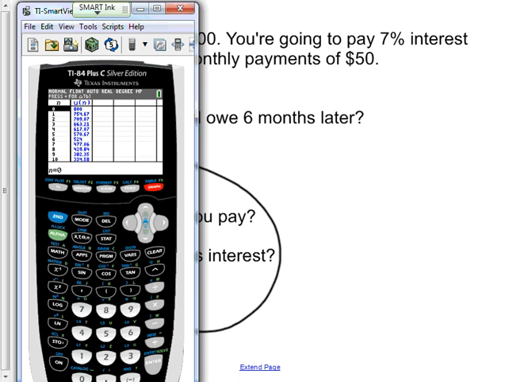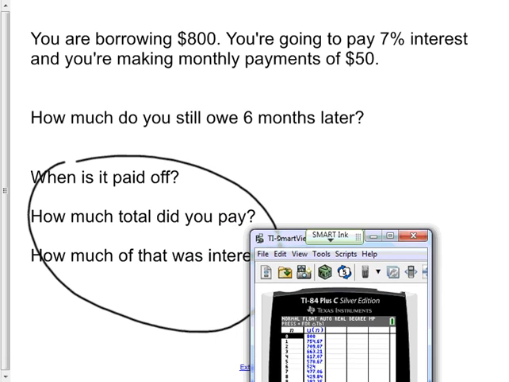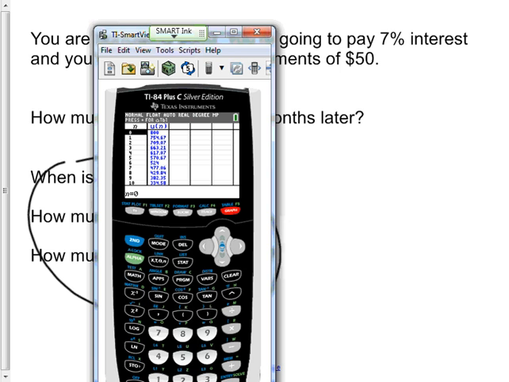Ooh, the rare round number. Did you get 524 at the 6-month mark? Okay. And when is it paid off? Well, I'm just going to use the arrow down method. I'll be able to see when it's paid off. Looks like the 17th month. Do you guys have 17 months?